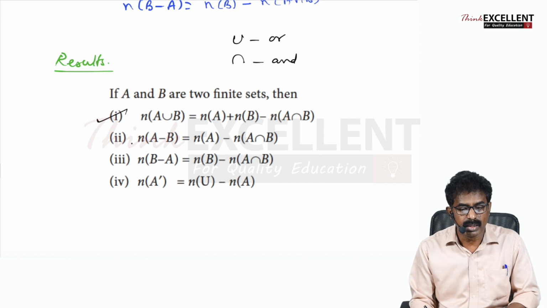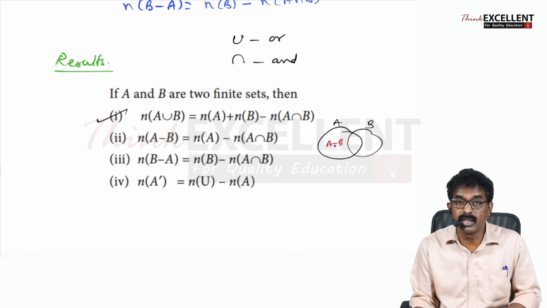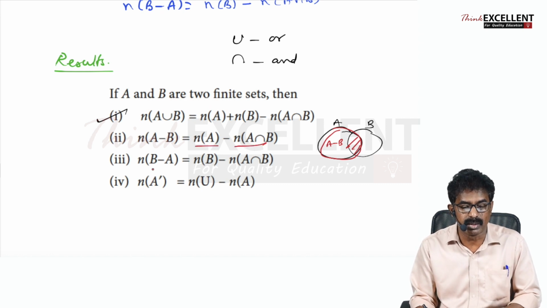Okay. Next one I already explained, N of A minus B. Using a Venn diagram, you can understand very easily. This is A, this is B. N of A minus B, this is A minus B. If I want this portion from A, you remove this portion, that is A intersection B. So N of A minus N of A intersection B. Same way N of B minus, that's the other end, right? If I want this portion from B, you remove A intersection B.